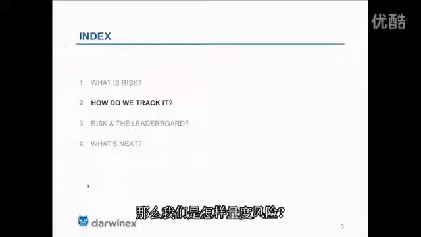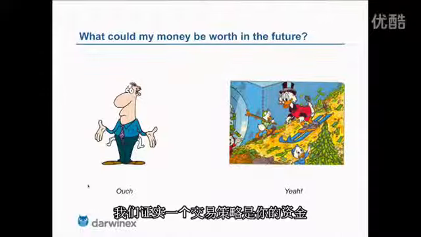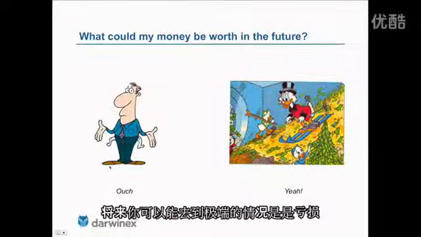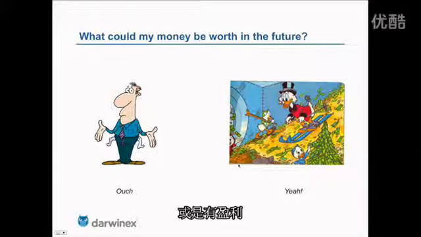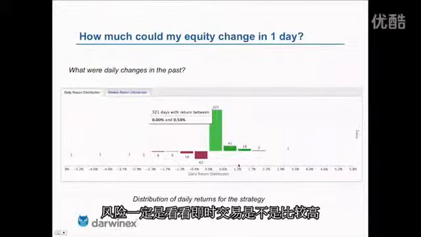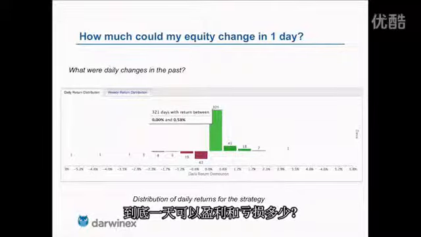So how do we track risk? Well, first, let's look at the definition. We define risk in terms of trading strategies as what could happen to your money in the future with two potential extremes. It could be that you either lose or you win. And of course, risk is always related to a target horizon. So for instance, let's say we took a day. How much could we make or lose in one day?